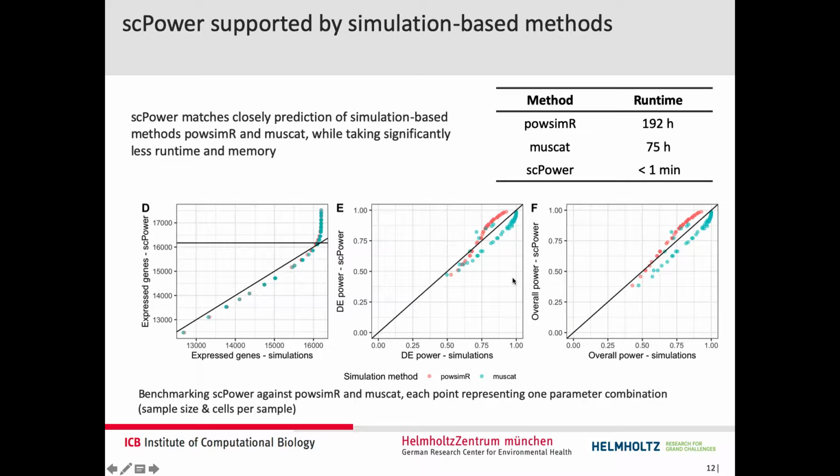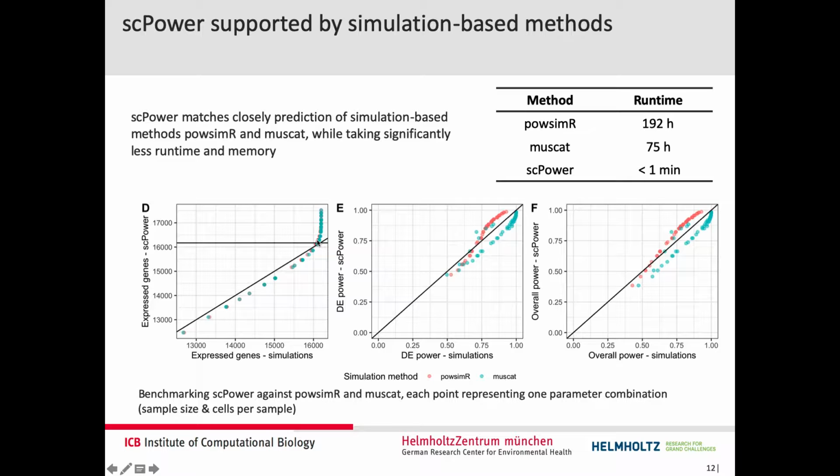We validated our method by comparing it against different simulation-based methods, here powsimR and muscat, and each point in the plot is now a different parameter combination. We looked again at the expression probability, the DE power, and the overall detection power, and for all 3, our results matched very nicely the simulation-based studies.